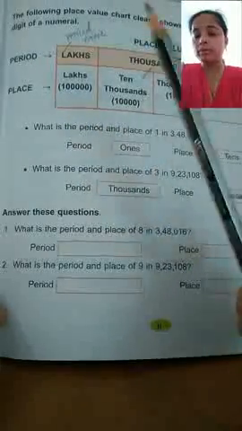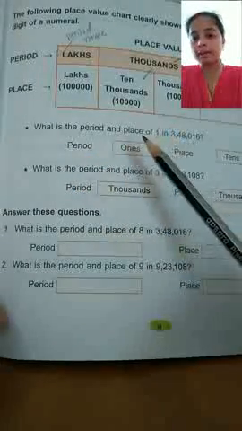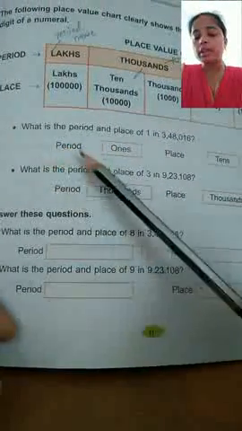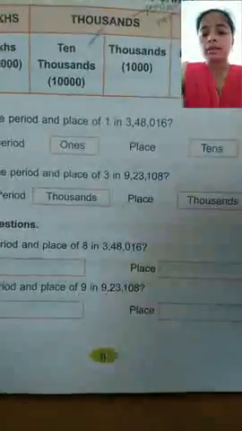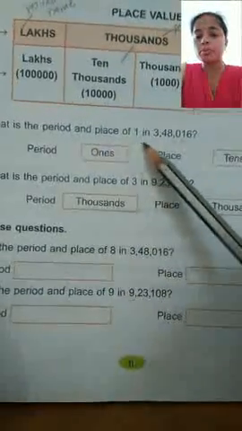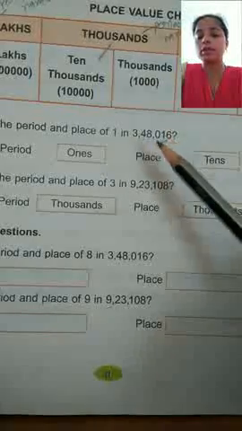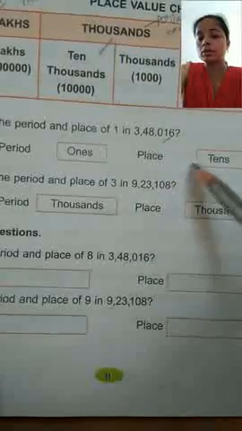Now we will see how we can find the period and place through an example, so that you can understand very well. In this number, what is the period and the place of 1? You have to find the period and the place of 1. Here, 1 is at the place of tens. So what is the place of 1? Simply we will write that the place of 1 is tens.